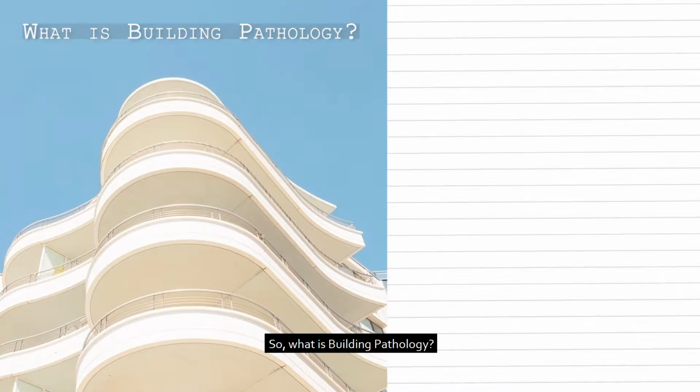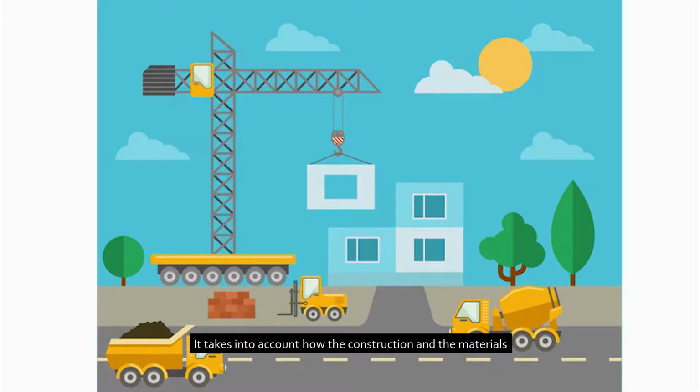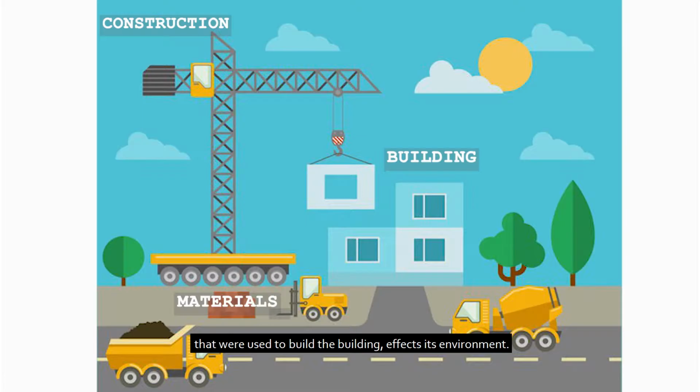So, building pathology. In medical terms, pathology is defined as a systematic study of diseases with the aim of understanding their causes, symptoms, and treatment. When we put building in front of pathology, it means to learn the diseases of the building. However, we don't literally call them diseases, we call them defects. It takes into account how the construction and the materials used to build the building affect the environment.